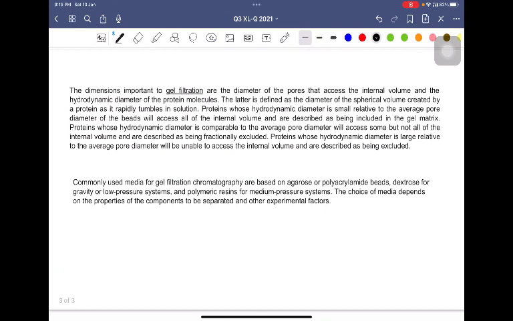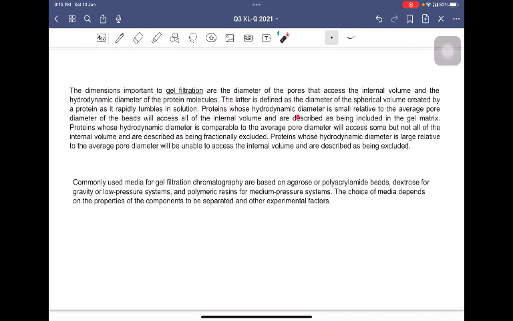Now, the dimensions which are important to gel filtration are the diameter of the pores that access the internal volume and the hydrodynamic diameter of the protein molecules. If we consider the protein molecules as globular, because we assume that protein molecules are mostly globular, then there will be a hydrodynamic diameter of these spherical protein molecules. This is defined as the diameter of the spherical volume which is created by a protein as it rapidly tumbles in solution, right? So the diameter of the sphere that this protein can create.